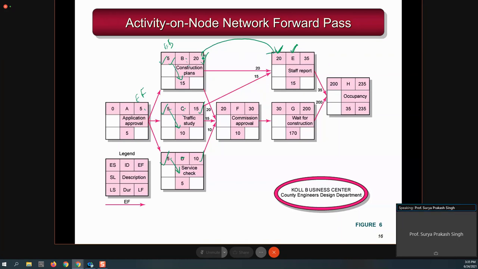And the early finish time of B is higher than that of C. So if I ask, can I start on the 15th day? You will definitely say no, we cannot start, because on the 15th day C is over, but B is still not over. When B is still not over, you cannot start, and that is why my assumption to start E on the 15th day would be wrong. So therefore, I have to write 20.